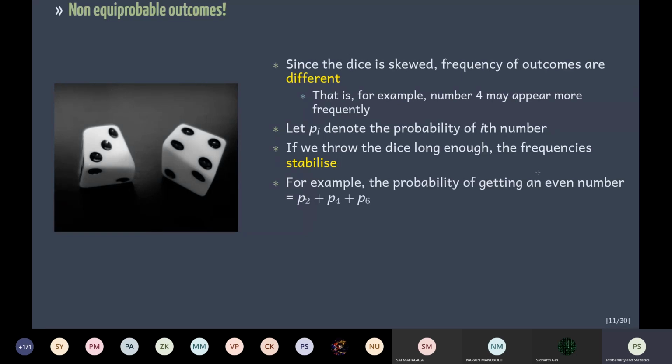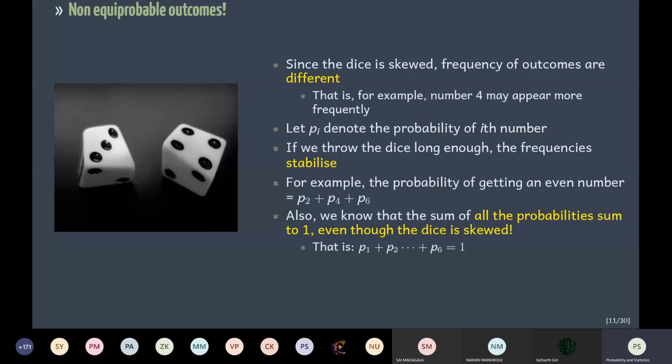So for example, the probability of getting an even number will still be P2 plus P4 plus P6. But the only thing is P2 may be much greater than P4, and P6 may be much less than P4. But overall, the probability of an even number is indeed the sum of the probabilities P2, P4, P6.